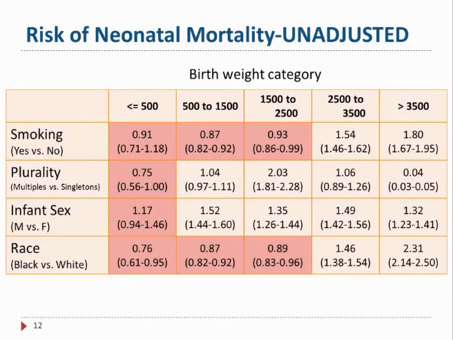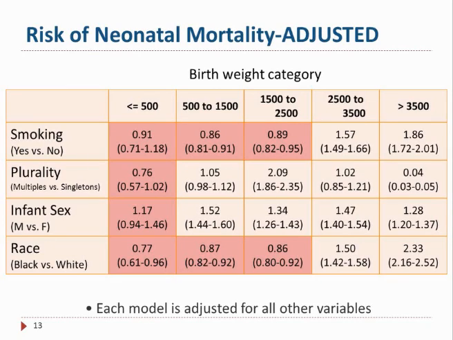So here we have the odds ratios for smoking, plurality, infant sex, and race by category of birth weight. And I've highlighted here the low birth weight categories. The most high-risk infants have a higher risk of mortality. If their mother smoked, protective. Multiple pregnancies, protective. Black race, protective. So you might ask, well, maybe we're not adjusting for important factors that are associated with infant mortality. So when we adjust for them, we see the same phenomenon.